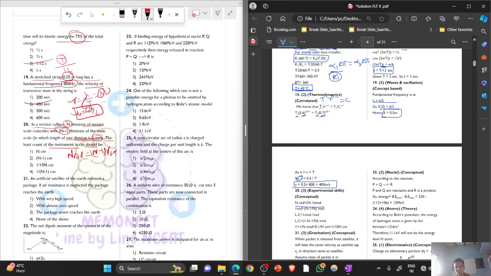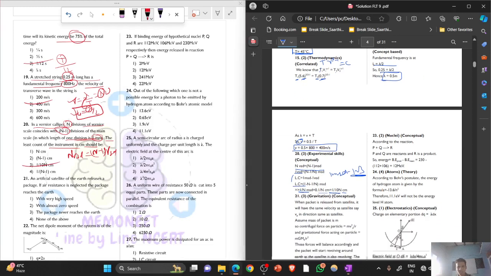From here you can calculate 1 VSD, and the least count you know by the formula, that is 1 MSD minus 1 VSD. Putting the value of 1 VSD, you can calculate the least count in terms of MSD. That will come out to be simply 1 by 10 n centimeter. So option third will be your correct answer.